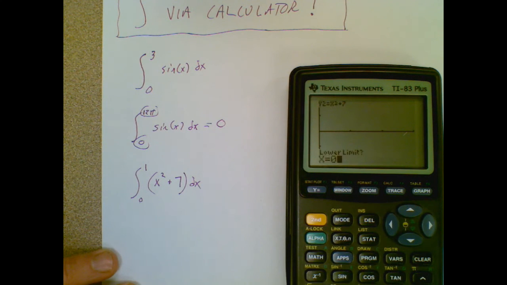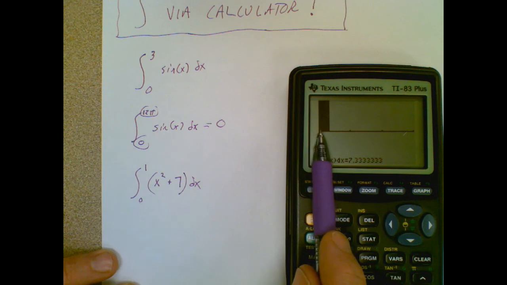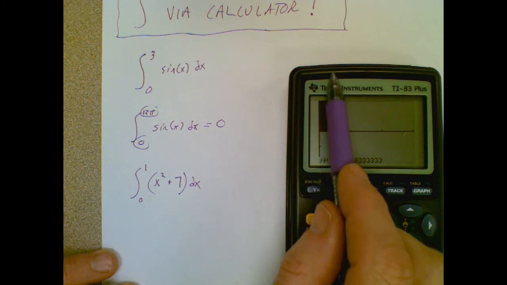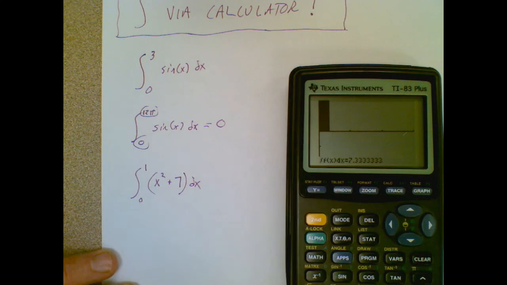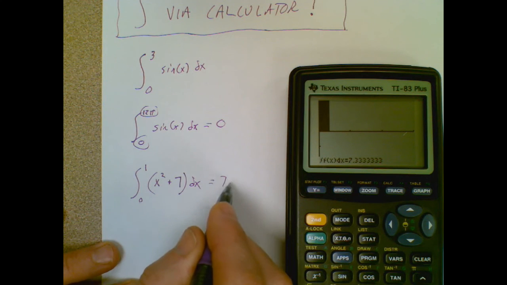As long as my limits of integration are within the window, you see that it's shading. It's technically shading from 0 to 1 up to my function, which is living somewhere up here. I still get my answer of 7.333.